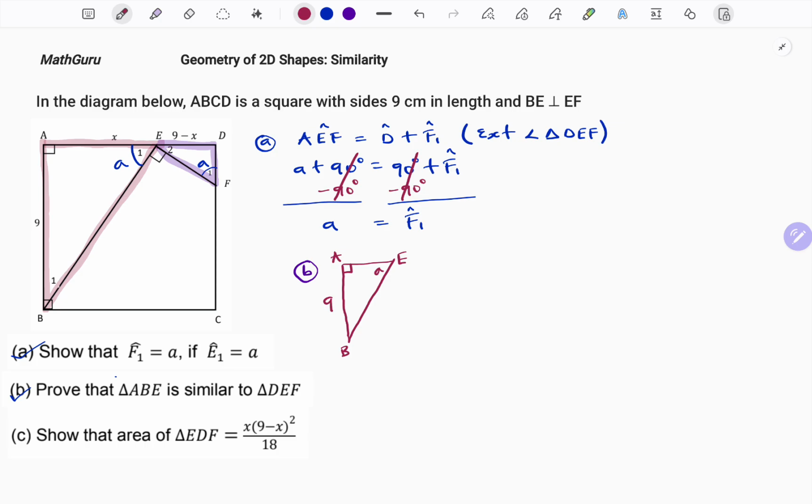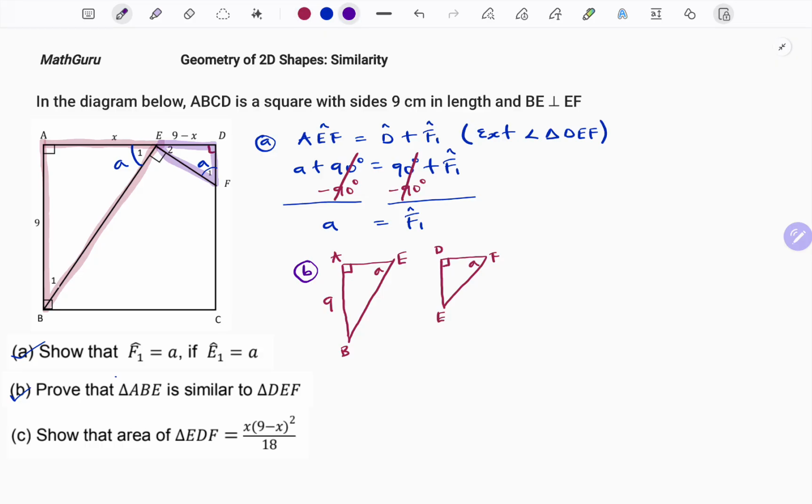Then I'm going to draw the second triangle. It's smaller than the first one. That's triangle D, E, and F. The angle at D, because that is a square, we have as 90 degrees, as shown. And note that we've been able to prove that F1, which is equal to A, is equal to E1. So I have the angle at F equals A.